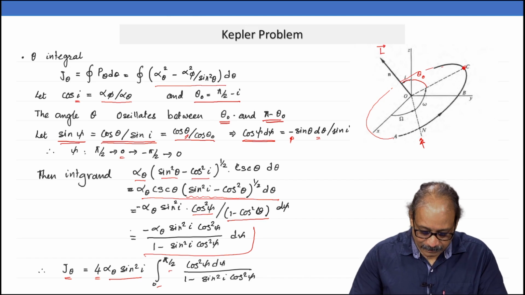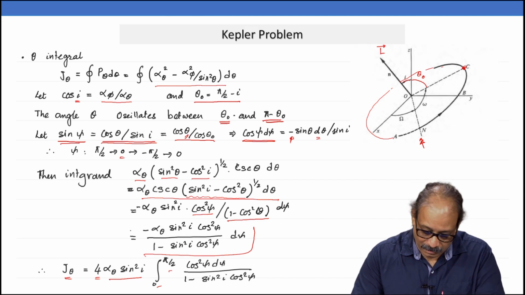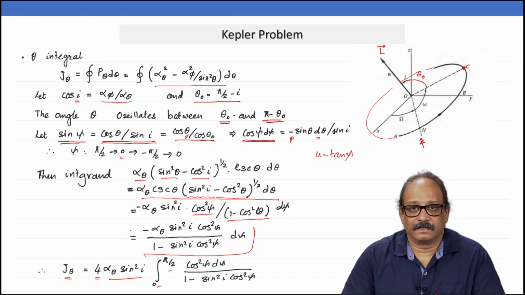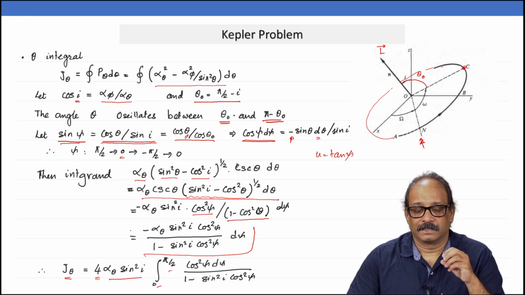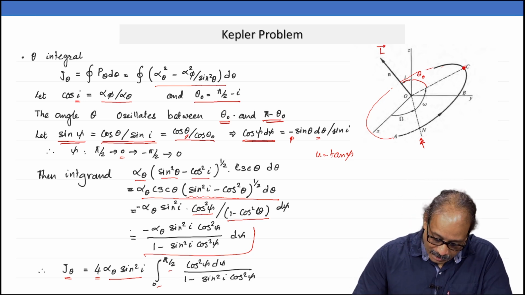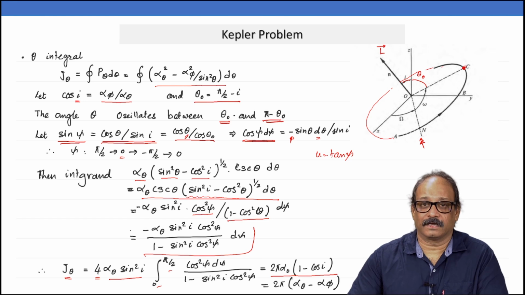On this side here, this integration is doable. There are many ways in which you can do this. One of the standard ones would be to put u equal to tan psi and write this integral in terms of u, in which case the limits for u will be from 0 to infinity. You should be able to do this integral without any problem, and it comes out to be 2 pi alpha naught times 1 minus cos I.